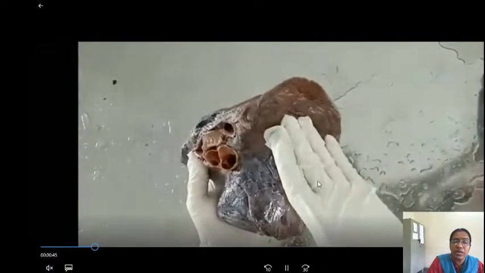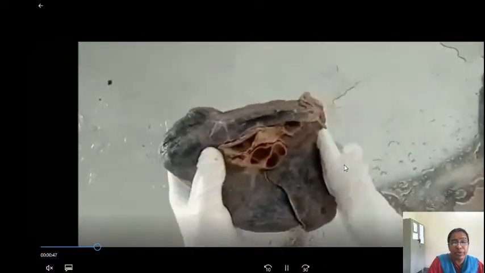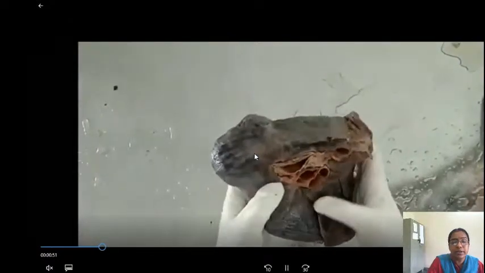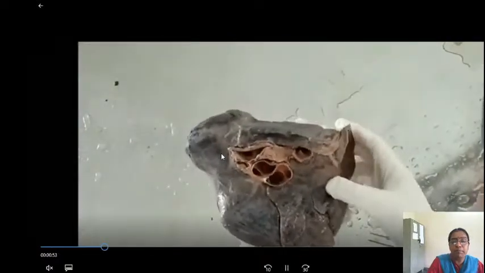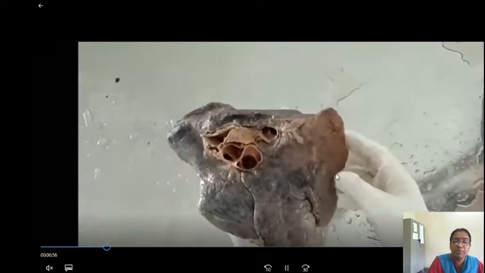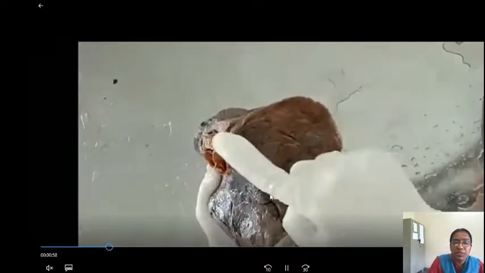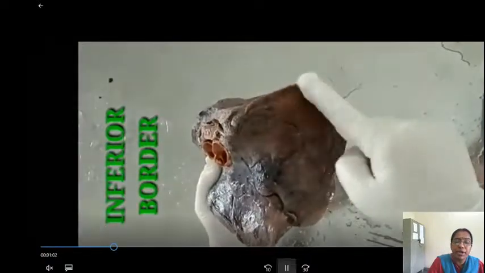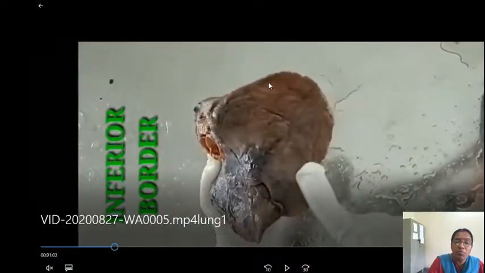So this part is the lower part. When you are holding it, the diaphragmatic surface should come at the lower part, and the apex comes at the upper part. So, apex, base. Now after the base, we come to the borders. This is a very prominent border that you are seeing. That border is the inferior border of the lung.